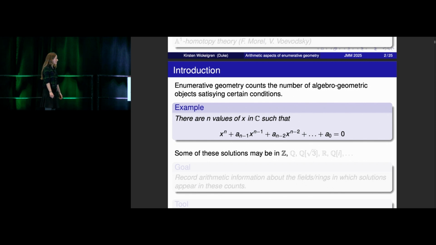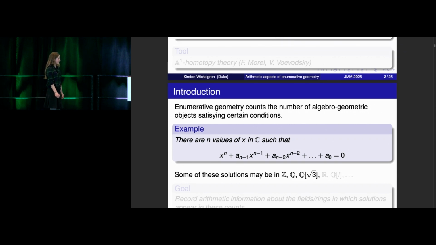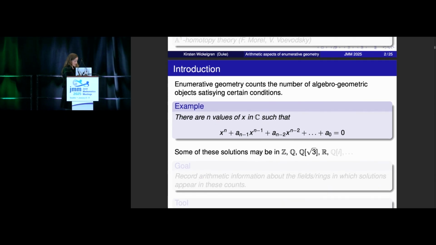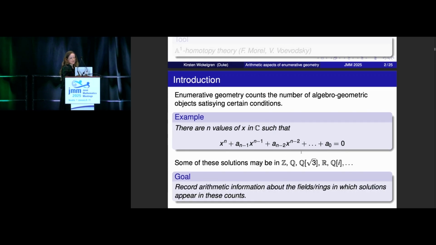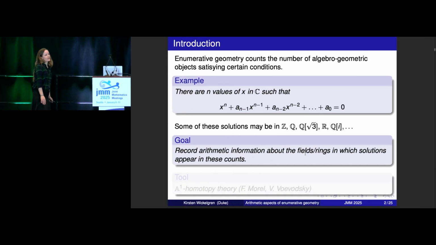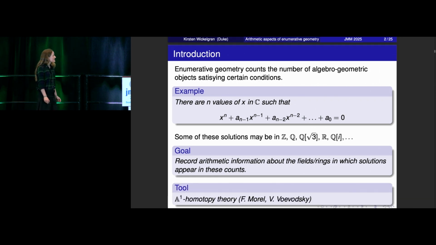But if, say, those coefficients were in Q, some of those solutions might be in Z, they might be in Q, they might be in Q adjoin a square root of 3, they might be in R, Q adjoin i. And our goal in this talk is to record arithmetic information about the fields of definition of those algebro-geometric objects, the fields and rings in which solutions are going to appear to our problems. And the tool that we're going to use is A1 homotopy theory of Morel and Voevodsky.